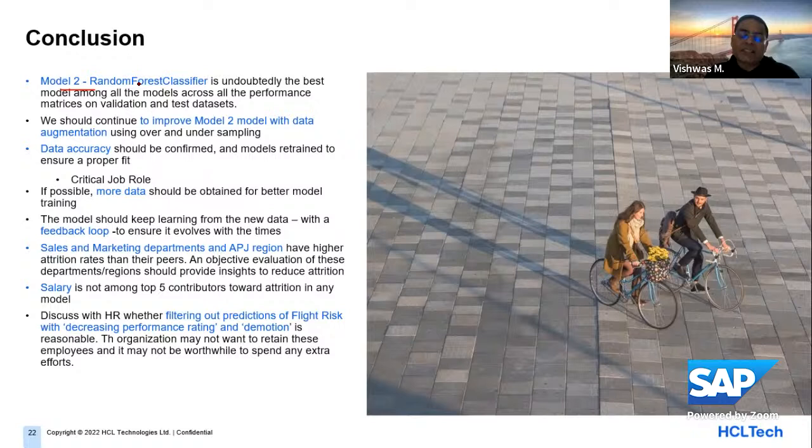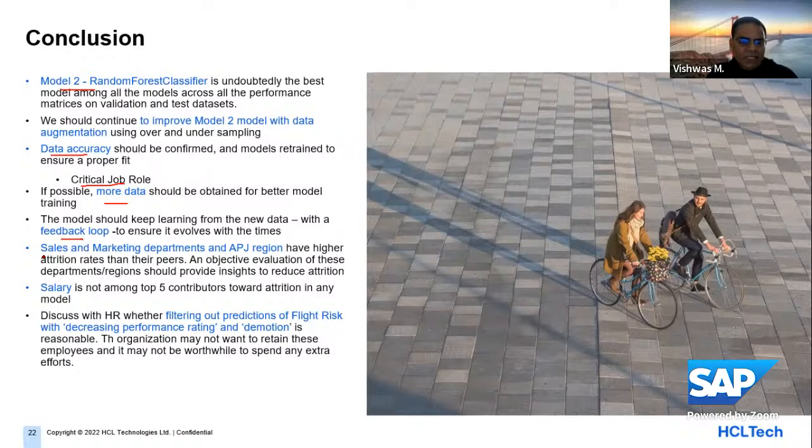Data accuracy is a core role here, and we should ensure that the critical job role especially is defined well, and we take good care of the data that we are using. We should try to get more data and make a better model based upon that. We must ensure to have a feedback loop so that whatever we learn is passed back to the model, and the model keeps improving with every iteration of the run of this model.